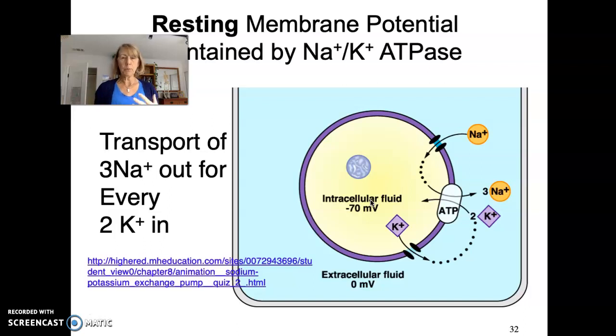So this transporter, which is a protein transporter on the membrane, will transport.